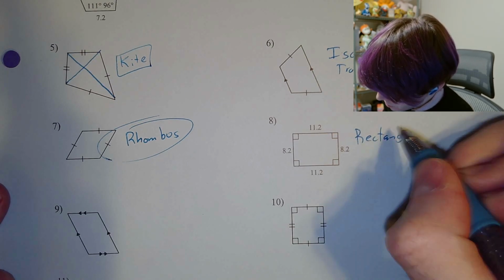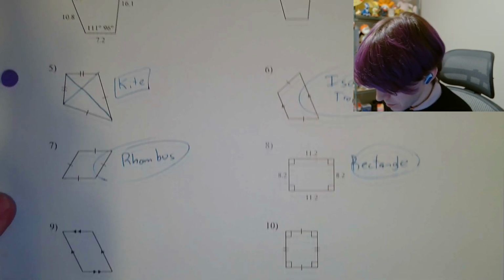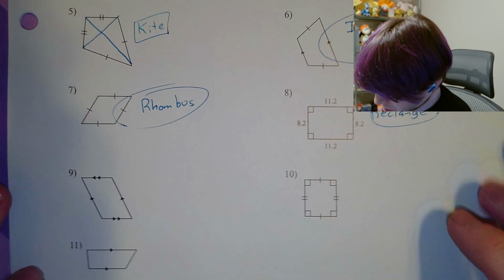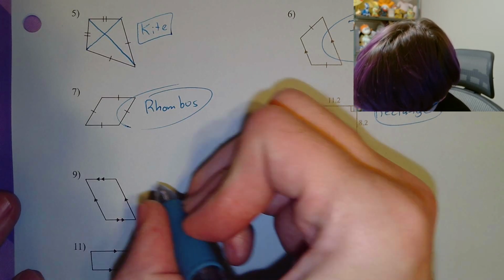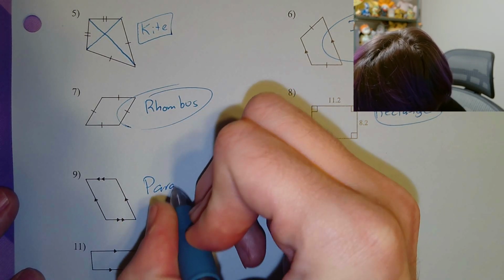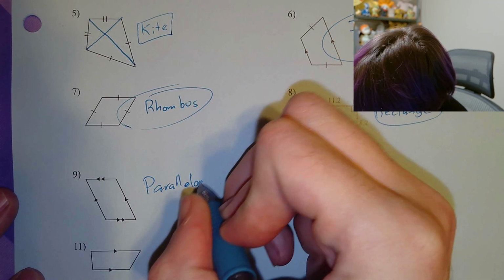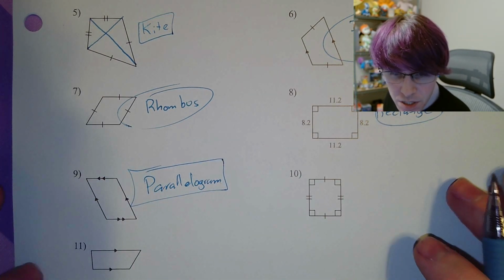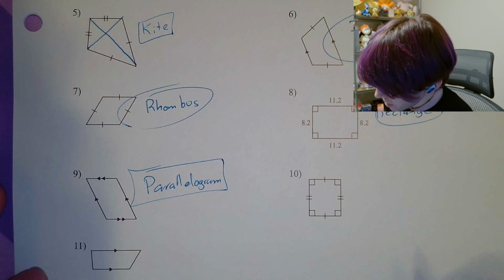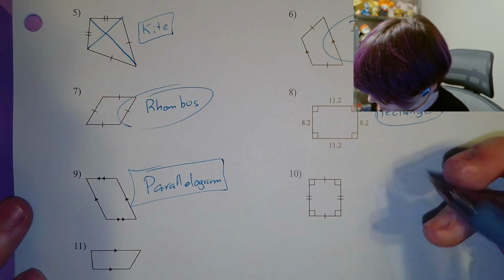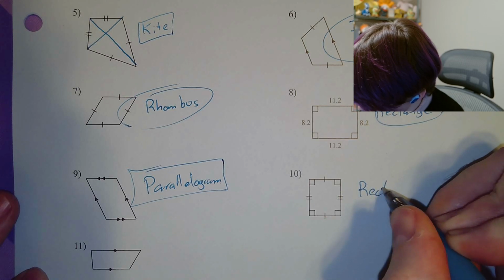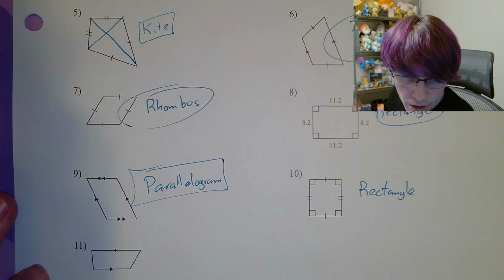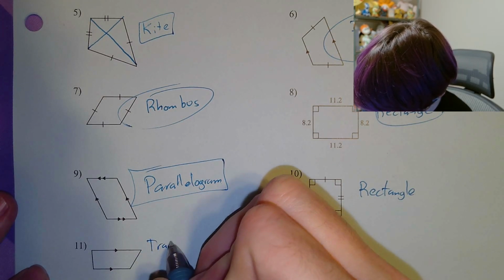Question number... Oh, I forgot to circle some of these. It's okay. Question number 9. This one, you have 2 pairs of parallel sides, no side markings whatsoever. That's going to be called a parallelogram. Number 10, you're specifically told that the two pairs of sides are of different lengths. So yet again, another rectangle. And our very last one down there at the bottom is a trapezoid.